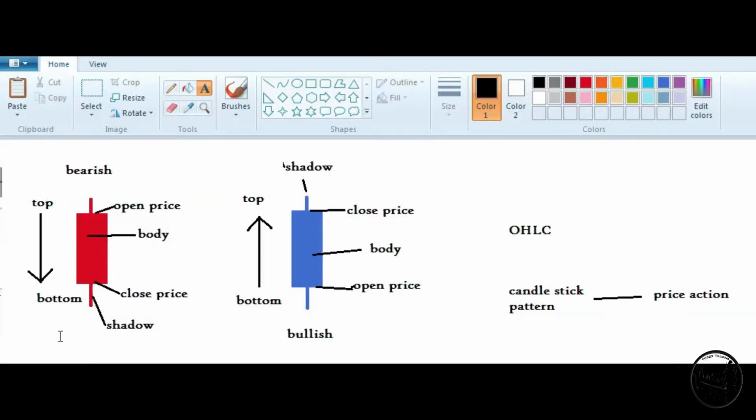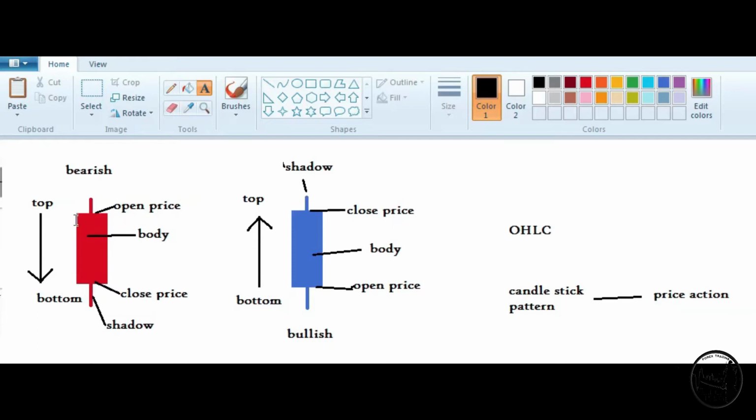Okay, what you guys need to know about this candlestick is OHLC: open, high, low, close. It means that for the bearish, open is at the higher price, then lower price, and close at this position here. The same goes for the bullish, but it is the opposite of the bearish. So open here, high here, low here, close here. So this is the body structure of the candlestick that you guys need to understand.